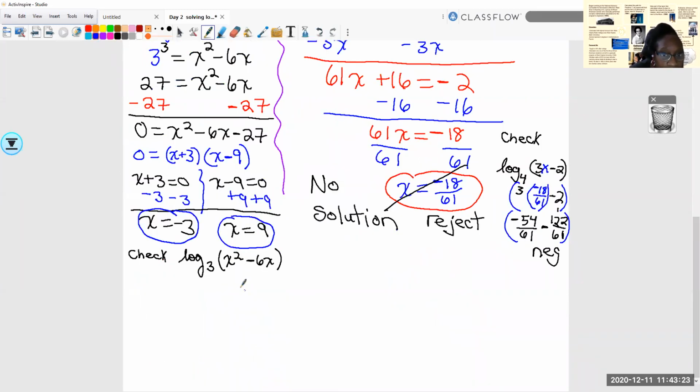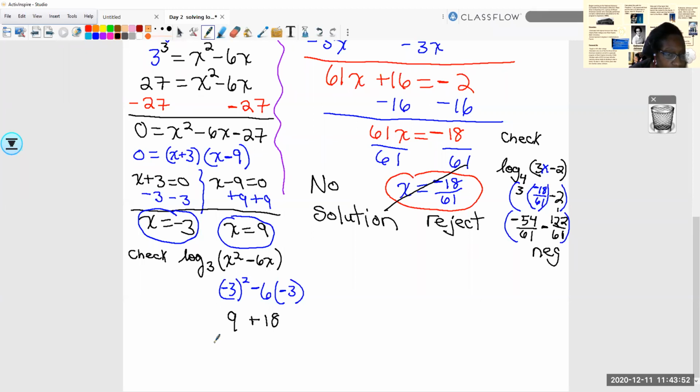Okay, so our value is negative 3. So negative 3 squared minus 6 times negative 3. Let's see, negative 3 squared is 9. And this would be plus 18, and negative times negative is positive.